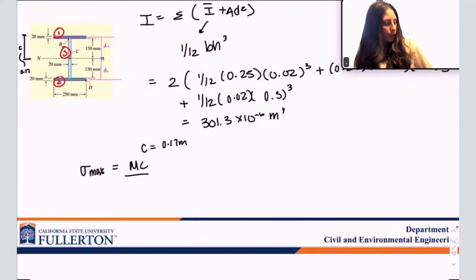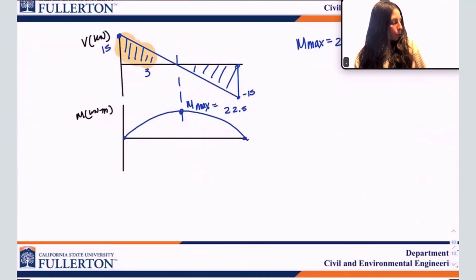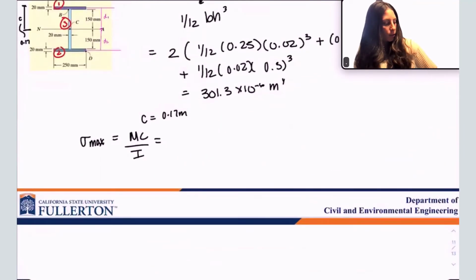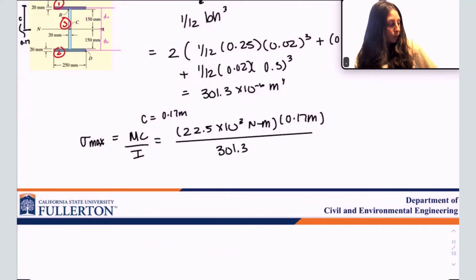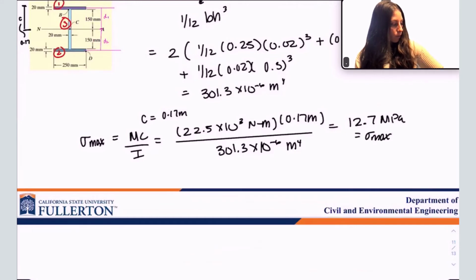Sigma max equals MC over I. What was our M value? 22.5 kilonewton meters. I'm going to change this to Newton meters, so I'm going to multiply it by 10 to the third. And then we're going to have the C, 0.17 meters, divided by my I value of 301.3 times 10 to the negative 6 meters to the fourth. And I am left with 12.7 megapascals. And that is the final answer. So that is how you apply the flexure formula to solving for the stress in a beam.